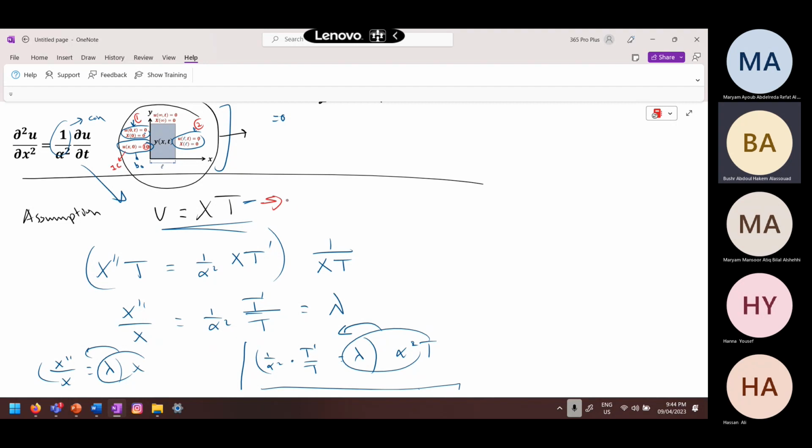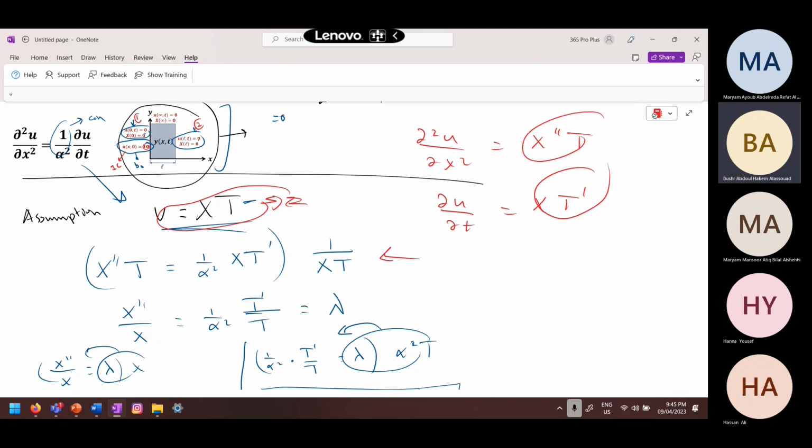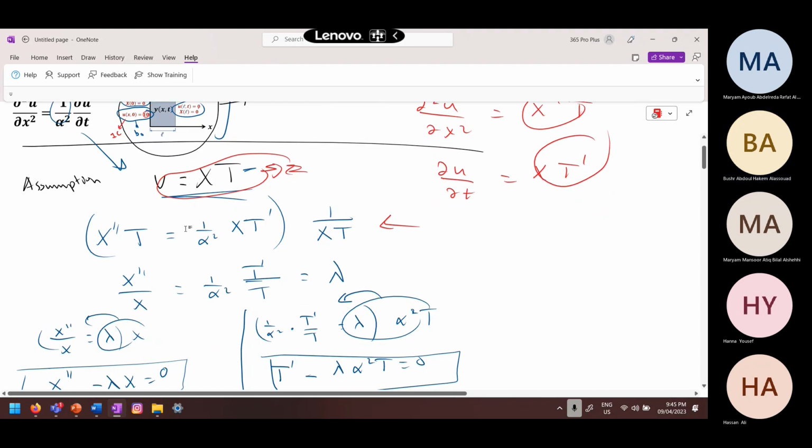Now we need to apply this assumption to the same equation. So partial square u over partial x square, using this assumption, is X double prime T. And partial u over partial t, for the same assumption, is X T prime. Now we substitute these values inside the main equation. 1 over alpha squared is unchangeable, it's just a constant. So we substituted the values back in the equation given in the question, which gave us this.